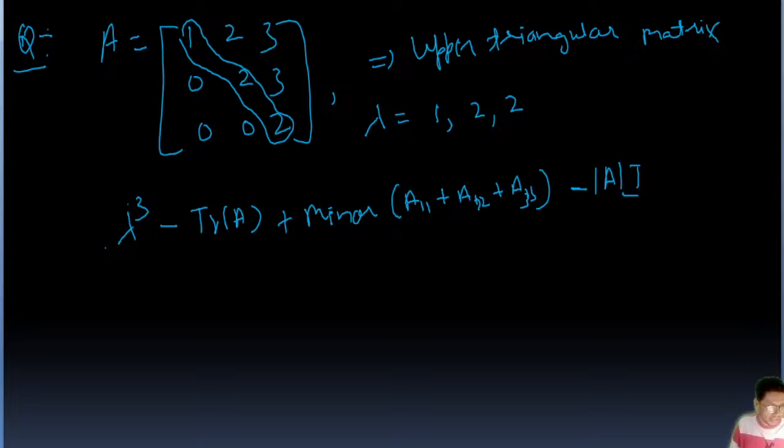So how to find the minor of A11? For A11, this row and this column get cancelled, leaving 2 times 2 minus 0, that is 4. Similarly for A22, this row and this column get cancelled, leaving 1 times 2 minus 0, which is 2. In this way we'll find the rest.